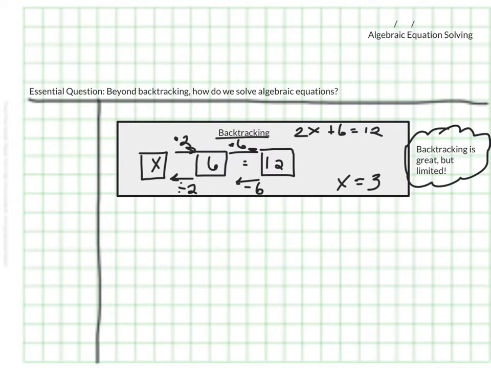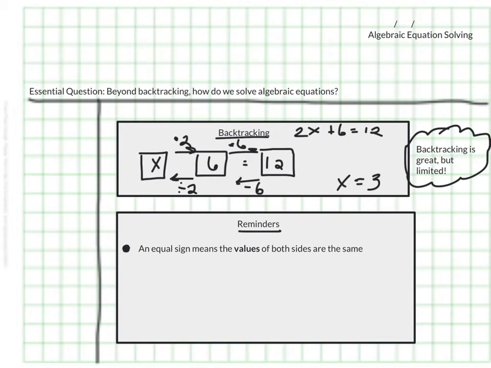The first reminder is that an equal sign in an equation doesn't just mean that it's the answer to the problem, but it means that the values of both sides are equivalent. They are the same. So that's going to be an important thing to remember. Also, when we were working with backtracking, we talked a lot about undoing operations in the opposite order in which they are applied. This is called using the inverse operations. So the inverse of adding is subtracting, for example.